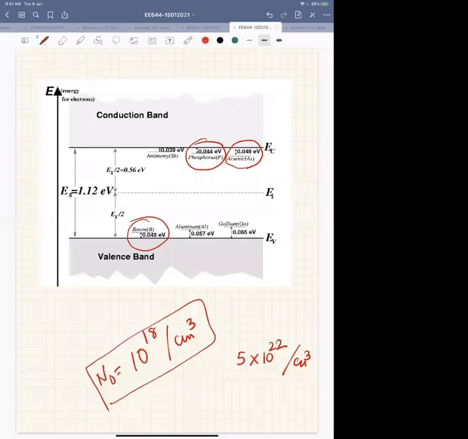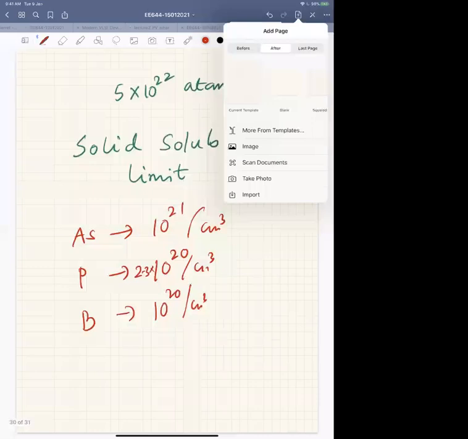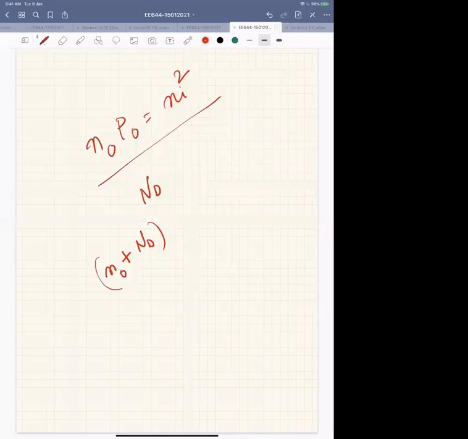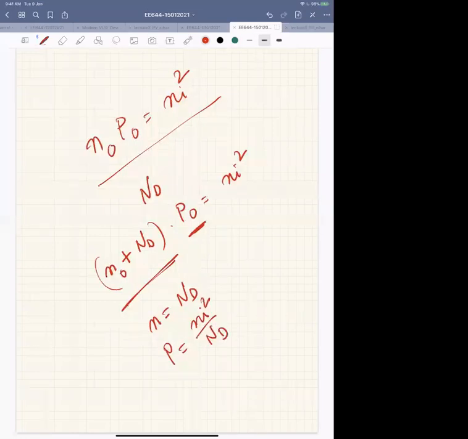See, when I was talking about the expression N0 times P0 equals Ni square, this is not only valid for an intrinsic semiconductor. It has been proven that it is also valid for an extrinsic semiconductor. So the moment I dope with Nd, the number of electrons becomes N0 plus Nd, and this times P0 is still Ni square. If the number of electrons is increasing, the number of holes should decrease. This is the law of mass action. The number of electrons is now Nd and the number of holes is still Ni square by Nd. So this is still valid.